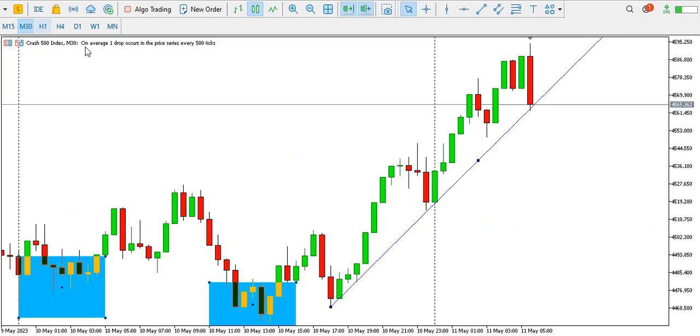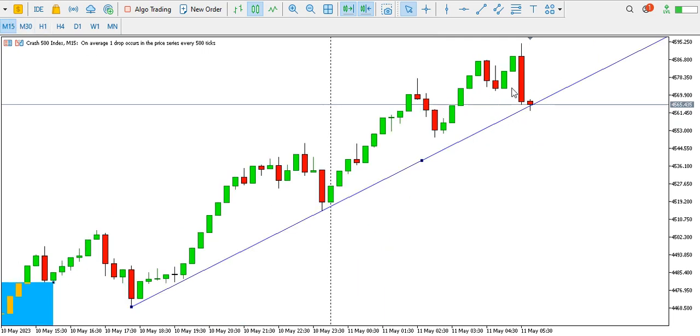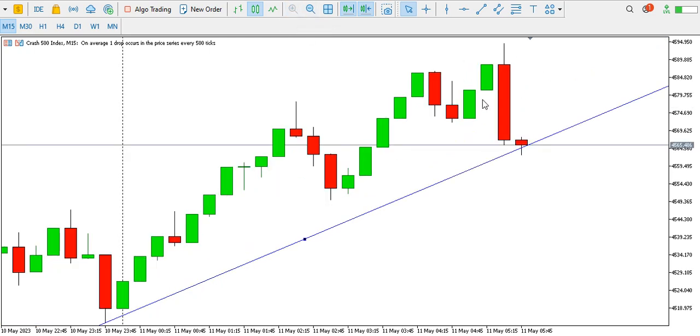Looking at the 30 minutes time frame, still respecting this trend line. Look for buying opportunities. Once the spike drops against this trend line, then you can start to sell. Still respecting the trend line, but we are now on the 15 minutes time frame. You can see a bearish engulfing. So if you are going to scalp sell, you can enter now.